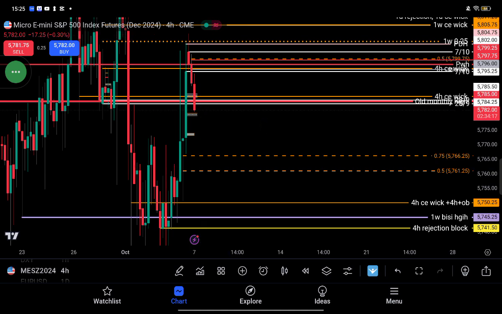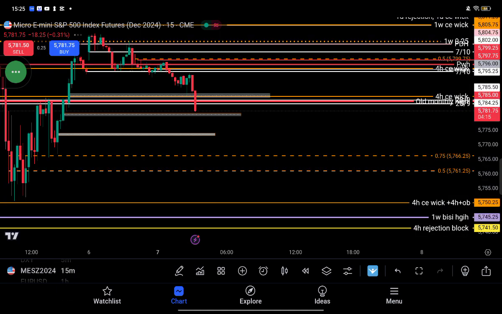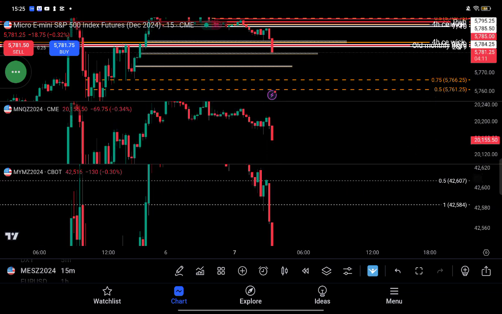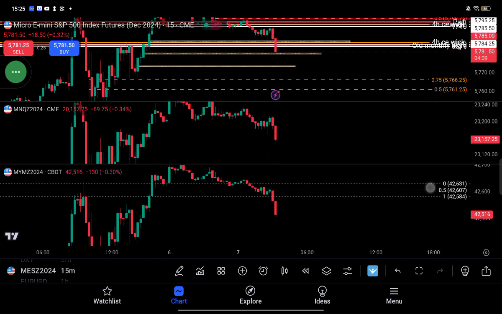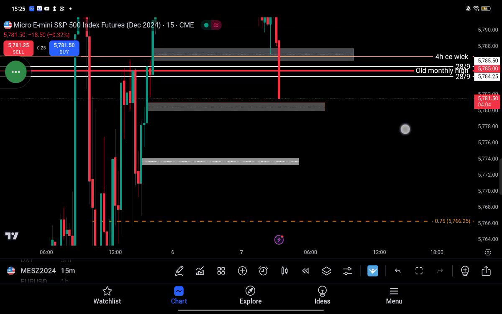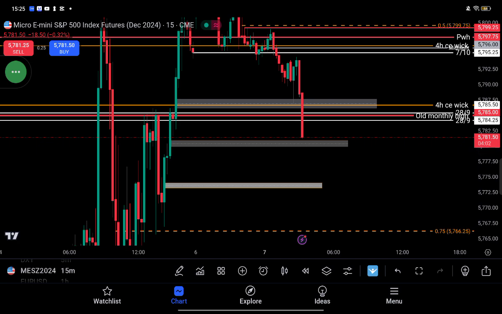So now let's continue seeing. They want to continue lower. Nasdaq going lower as well. Dow also lower. So we're still staying on the sidelines, we're doing nothing.